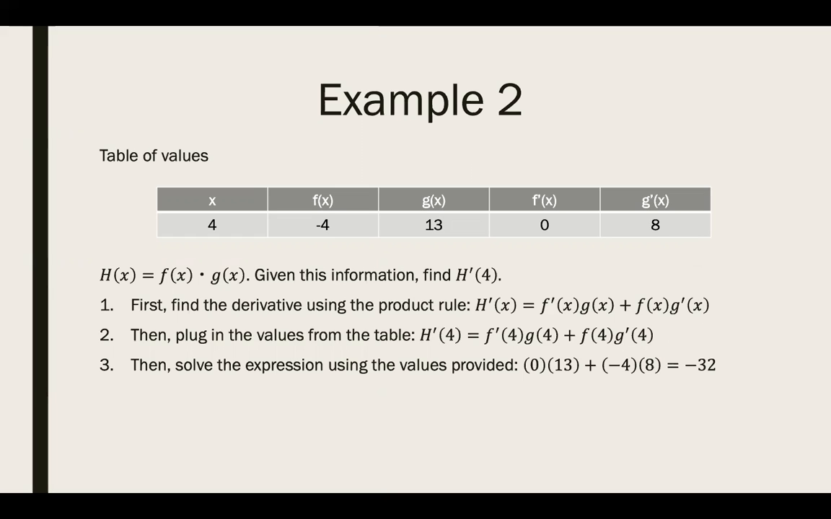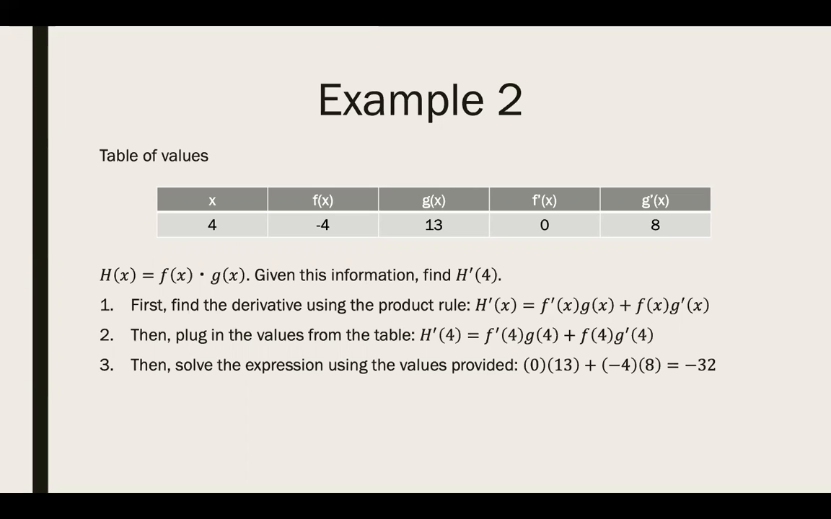Sometimes what can be asked is this exact question. If you have a table of values, where x is 4, f of x is -4, g of x is 13, f prime, which is the derivative of the f of x function, is equal to 0, and g prime of x is 8, then you have h of x, which is defined as f of x times g of x. Given this information, you're going to find h prime of 4.